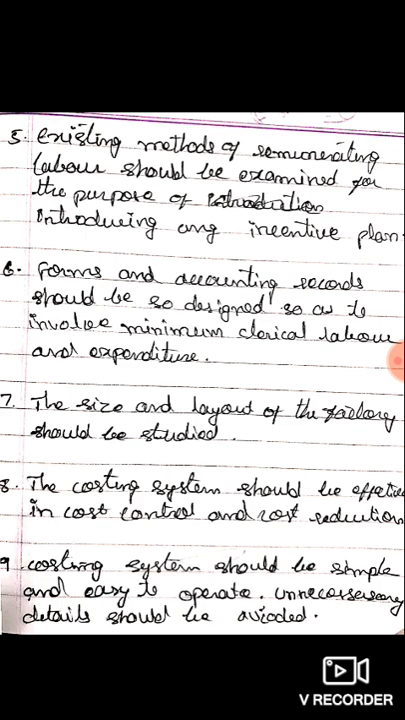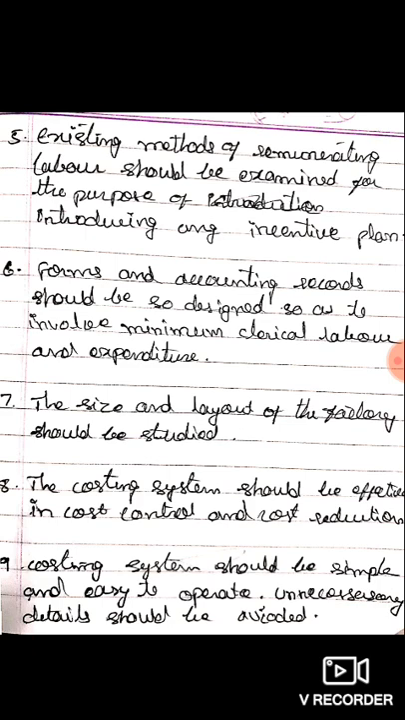And the next step is the costing system should be effective in cost control and cost reduction. So the main purpose of installing a cost system is to know the cost and reduce the costs in production. So it should definitely be helpful in cost control and cost reduction in the company. And the next step is the costing system should be simple and easy to operate. Unnecessary details should be avoided.